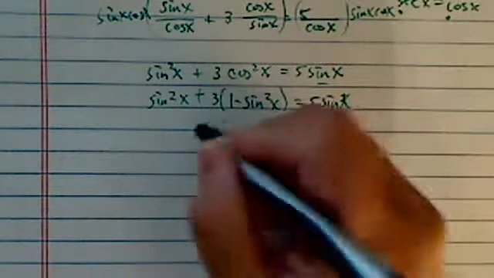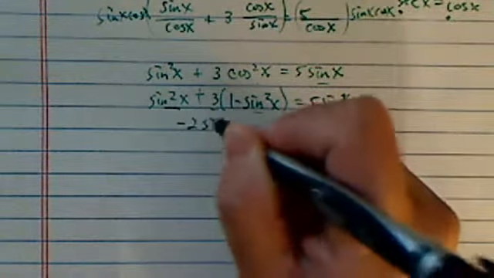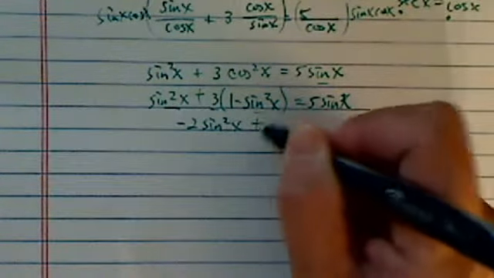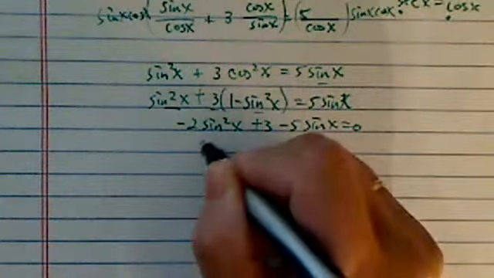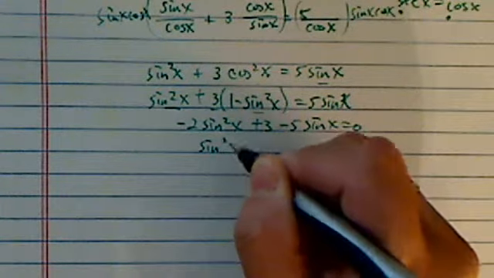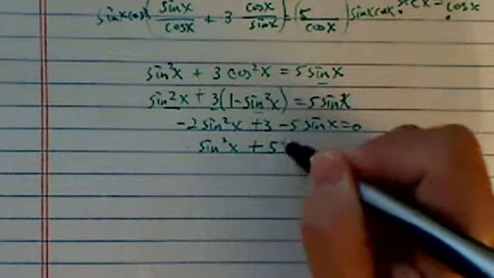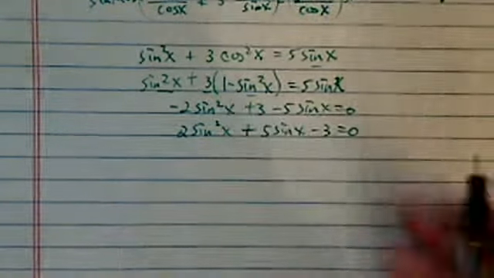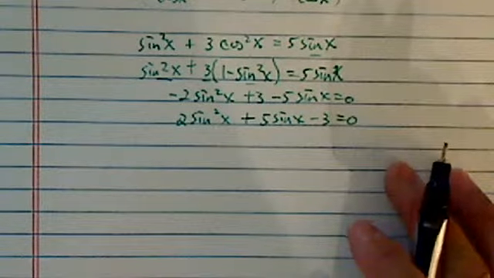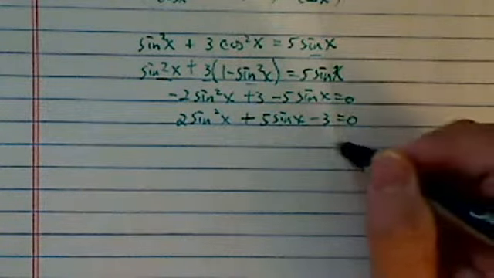Now let's combine this. I have a 1 here, I have a minus 3, so I have minus 2 sine squared x plus 3 minus 5 sine x. Let's distribute the sign, so it's plus 5 sine x minus 3 equal to 0. I have a 2 here. Let's make sure I got all the signs right. It's plus 5. So what we're going to do is factor this.